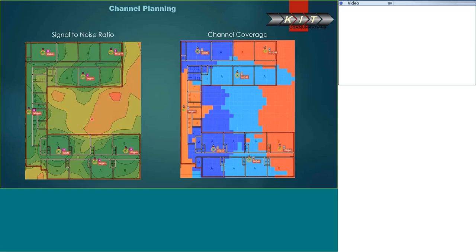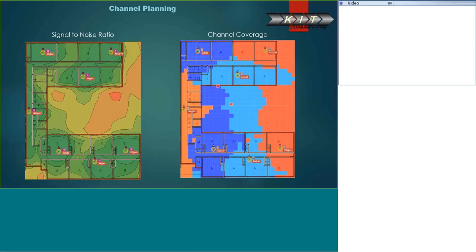So the nice thing about these surveys is they represent everything visually in color, so we can really see and understand what's going on. And what we have here is signal to noise ratio, so we can see how that's playing out, where our noisy areas are and where our quiet areas are.